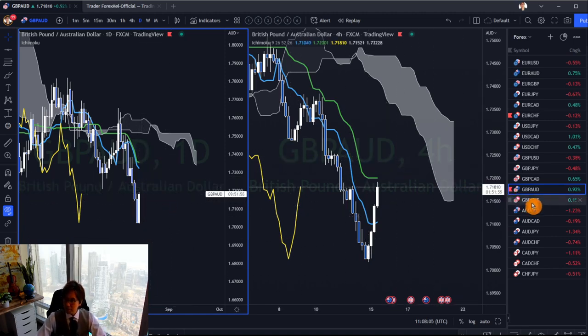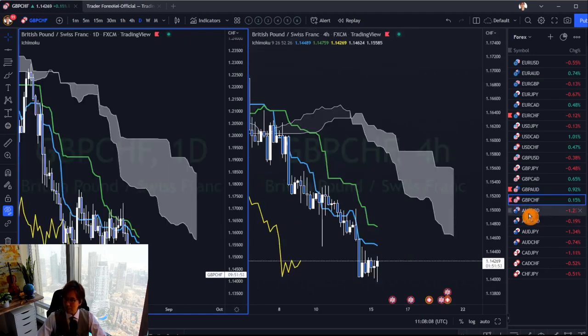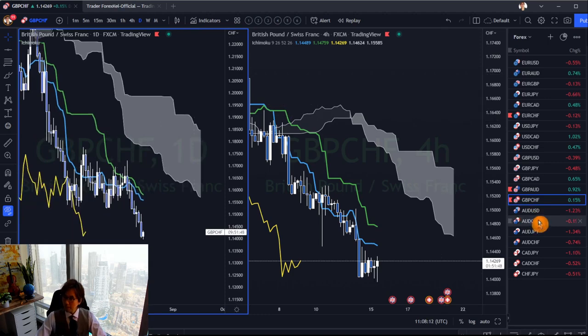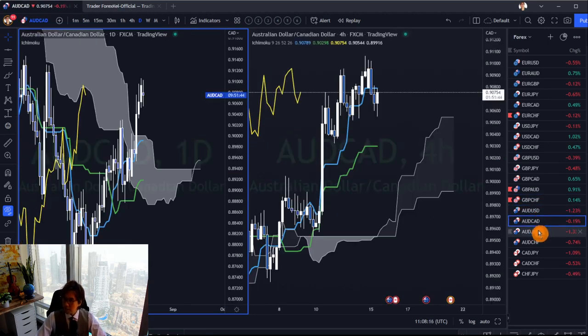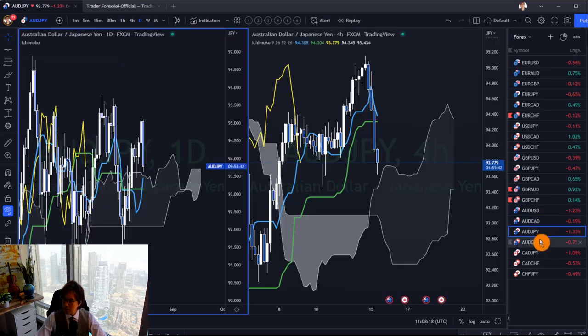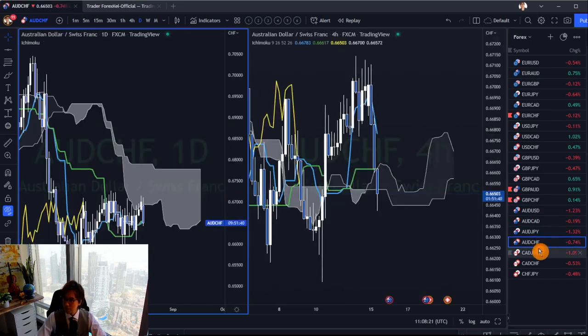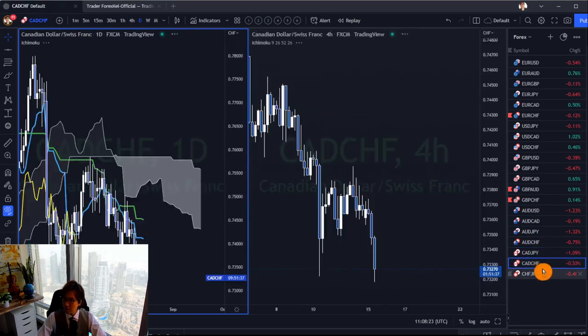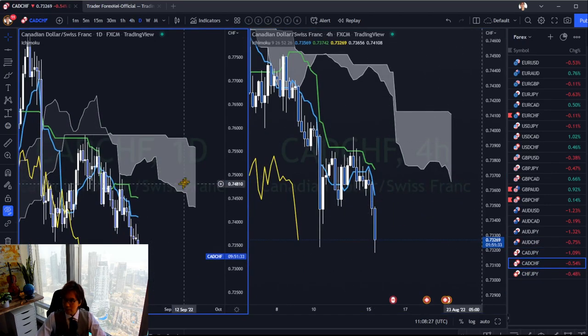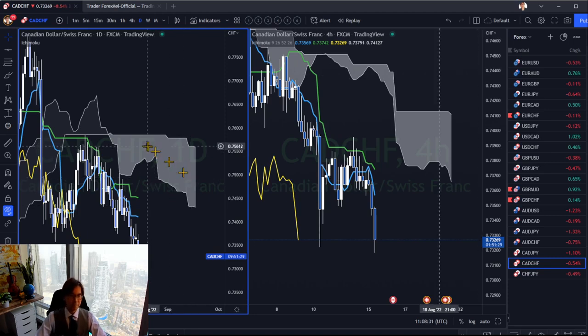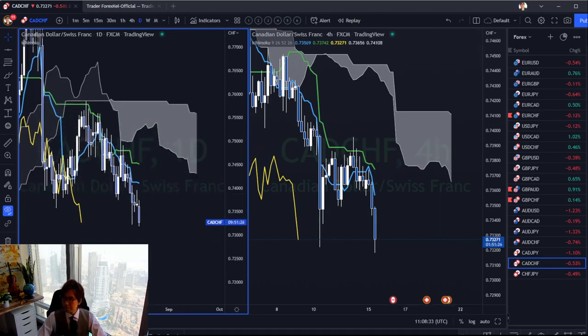Let's see. Pound Swiss franc is down on the daily. I take the daily to follow in this case. And the AUD USD is ranging, Aussie CAD is ranging, Aussie JPY is ranging, Aussie Swiss franc is ranging, CAD JPY is ranging. CAD Swiss franc is down on the 4-hour and a daily. I take the daily to follow because daily Kumo looks thicker and bigger than the 4-hour Kumo. So CAD Swiss franc, I take it.